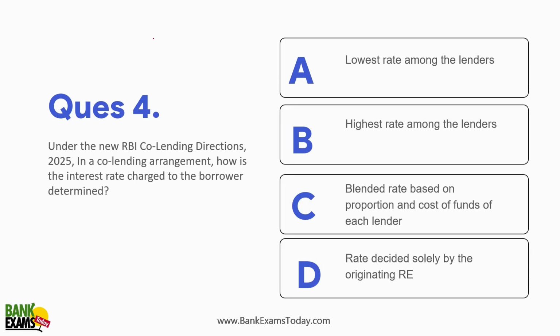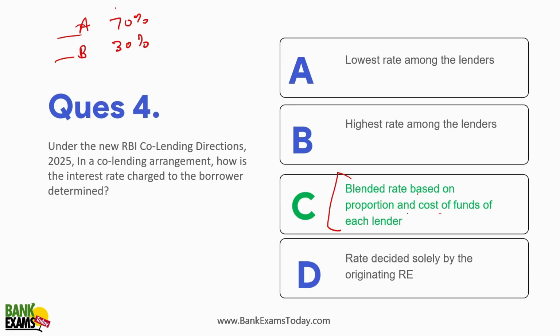Question number 4: under the new RBI co-lending directions 2025, in a co-lending arrangement, how is the interest rate charged to the borrower? So you need 1 crore rupees and the ratio is 70-30. 70% is financed by Bank A and 30% is financed by Bank B. The interest rate of both these financial institutions is different, right? So interest rate is charged on a blended rate basis, based on the proportion and cost of funds of each lender.